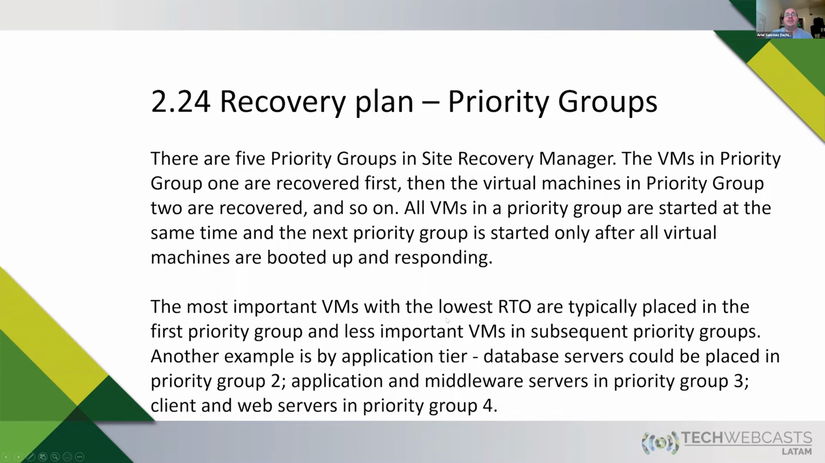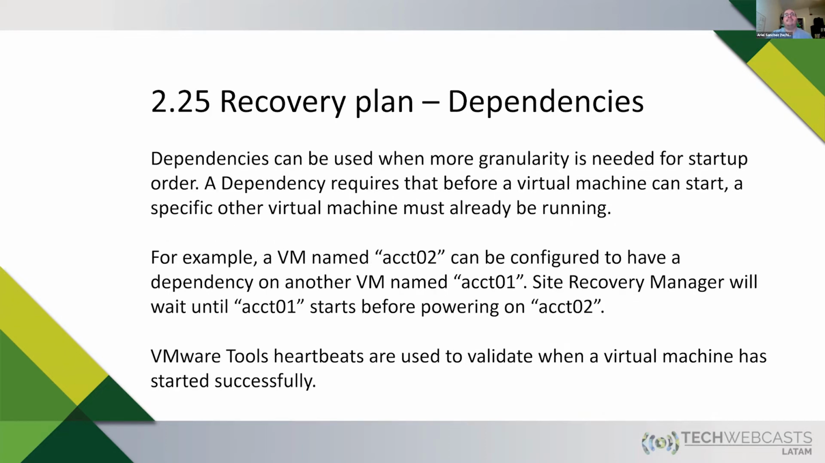But this is also important if you have application tiers. For example, you know that the database has to come up before the web server, before the remote desktop servers, for example. This is how you can determine that inside a recovery plan. Another thing you can actually set up in a recovery plan is dependencies. This is more granular even than the priority groups, because you can say that a particular VM should not come up before another VM, for example. The way that Site Recovery Manager knows that that VM is up is the same way that vCenter knows that that VM is up. It's basically using the VMware Tools heartbeats.